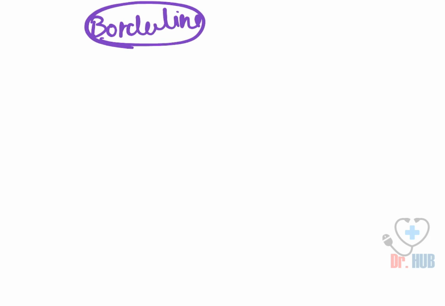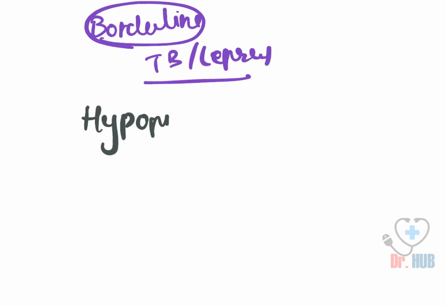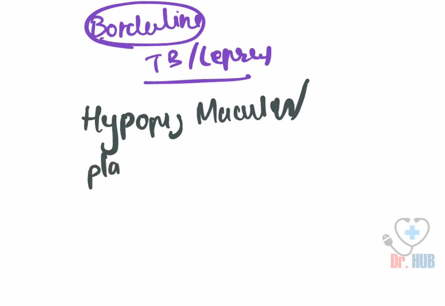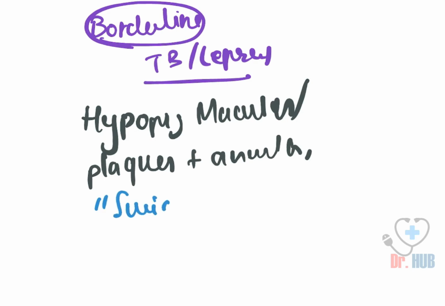Now we move on to the borderline type. The borderline type has characteristics of both the tuberculoid as well as the lepromatous leprosy. Looking at the number and the type of lesions, it is hypopigmented macules or plaques with annular borders, and they are famously known as the Swiss cheese appearance.